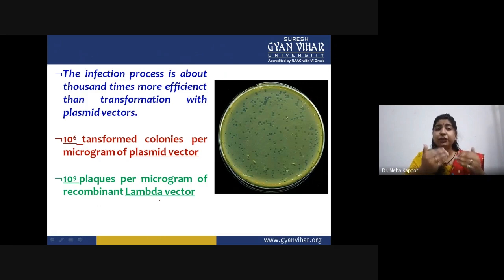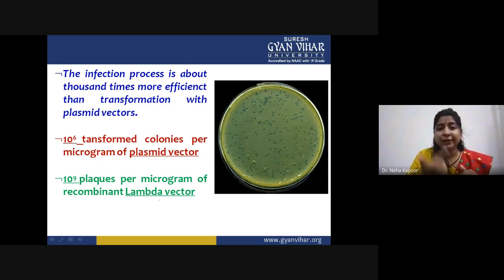Whenever we use such an infective lambda phage, the infection process is 1,000 times more efficient as compared to the transformation when we perform it with plasmid vectors. Just like we normally go for screening with plasmid vectors, in that case we observe the colonies. That means 10 to the power 6 transformed colonies per microgram of plasmid vector is obtained.